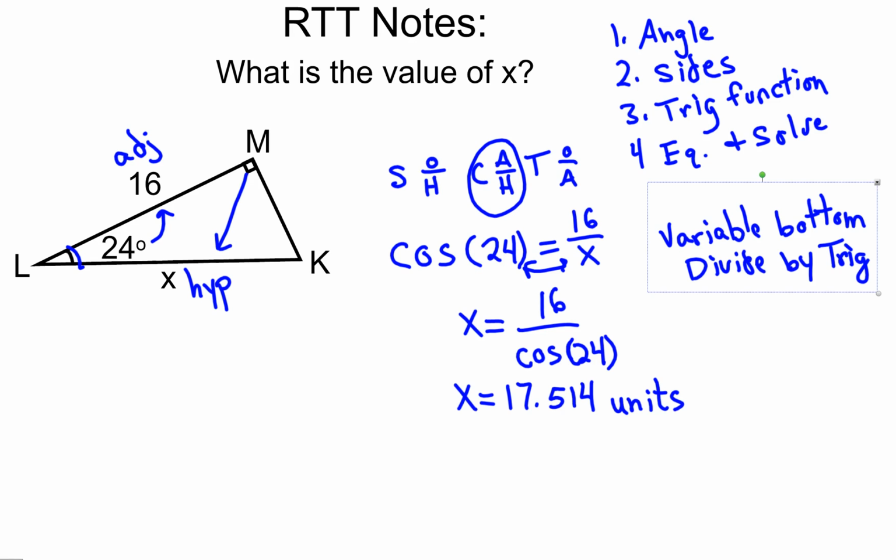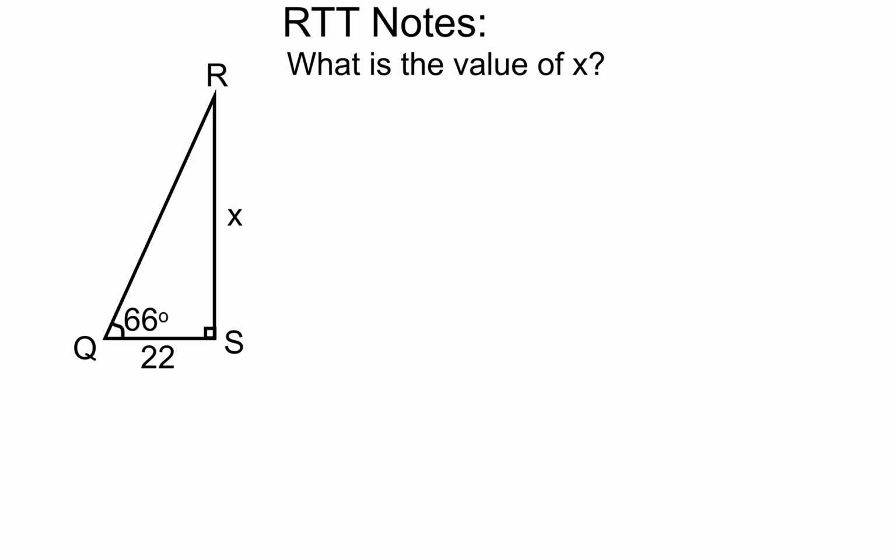Let's take a look now at one last example, and I'll give you guys some time to do some on your own. So remember our 4 steps. Identify the angle. That's step 1. So there's the angle. Step 2, identify the sides based off that angle. X, that's opposite of my angle. 22, that's adjacent to my angle. So I have opposite and adjacent.